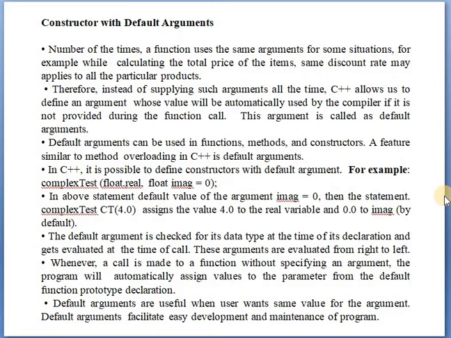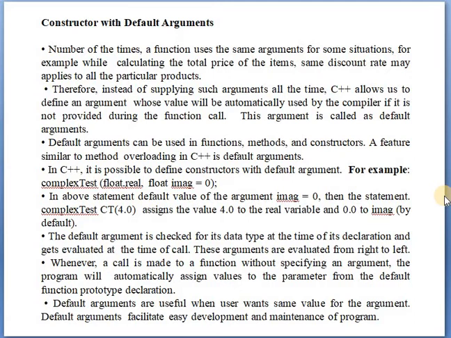So see here, if we take the example of calculating the total price, in that the discount rate is the same for all products. Suppose we have purchased 4 to 5 types of products. Each time the price of the item is different, but the discount rate is the same, like 5% or 10%. In that case we can use that type of member and assign a particular value, the same value, to that member, and this is called the default argument.